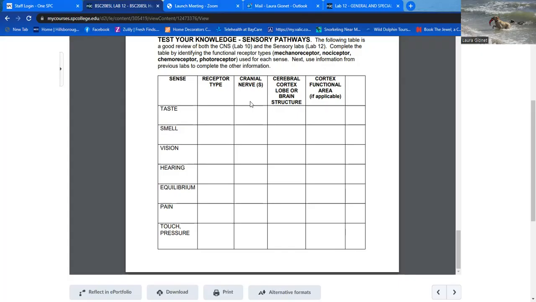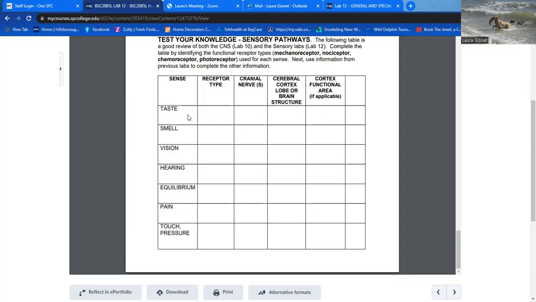What's the receptor type? What cranial nerve have you learned so far that would convey that? Maybe the particular functional cortex area and lobe associated with those, if there is one. So we have the lobe and then a particular functional area, if applicable. Notice this is on the top here: cerebral cortex lobe or brain structure. One of these, I'll just tell you, equilibrium, is actually going to be received and processed in the cerebellum. Okay, so let's take the first one.